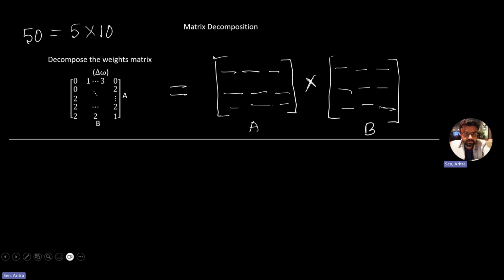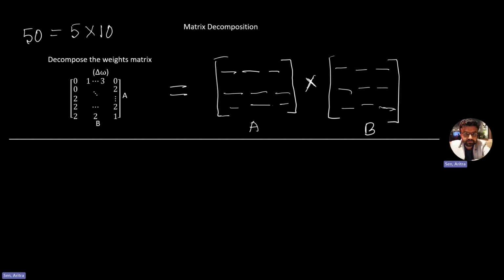So we can decompose 50 by using these two products, right? 5 multiplied by 10 will give you 50. Similarly, we can decompose a weight matrix, like the weight matrix associated with a pre-trained foundation LLM model, which is W. That also you can decompose into two matrices, A and B. Once you do the dot product of A and B, you will get back the same shape of my pre-trained weights.